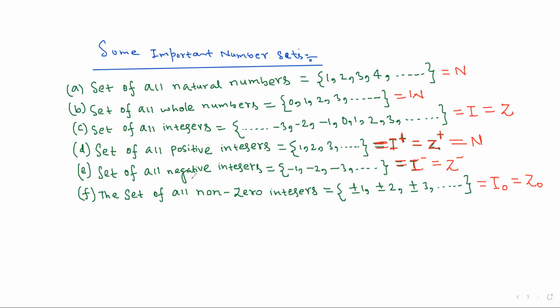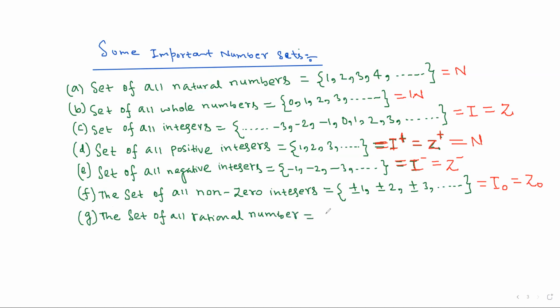Next one is the set of all rational numbers.